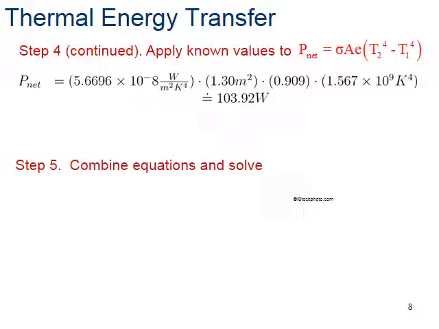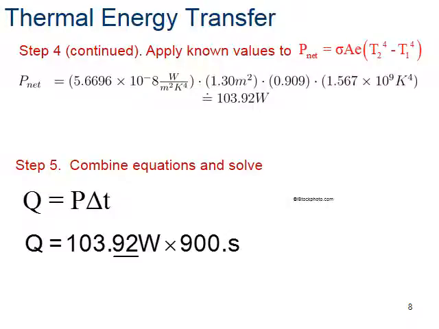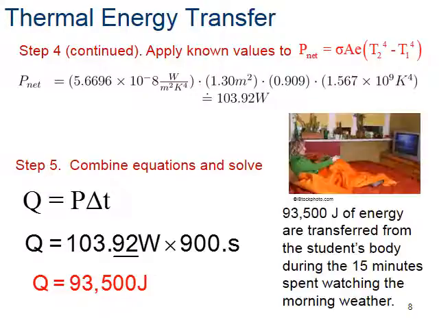But that doesn't tell us everything. We wanted to know the heat, remember? So that was heat per time. That's what we just solved for in step 4. So step 5, we apply our time, which was 900 seconds, and we get 93,500 joules. So you gave up in that 15 minutes 93,500 joules of energy. Sounds like a lot. Boy, are you hot.